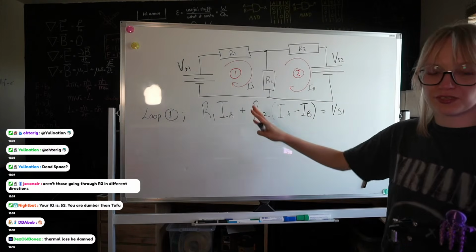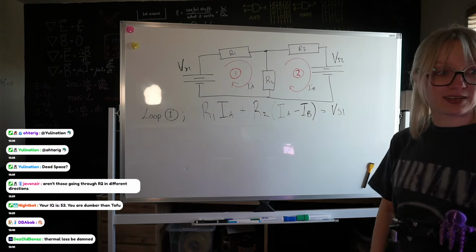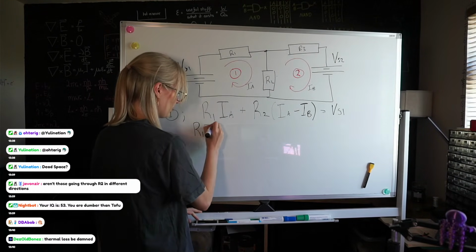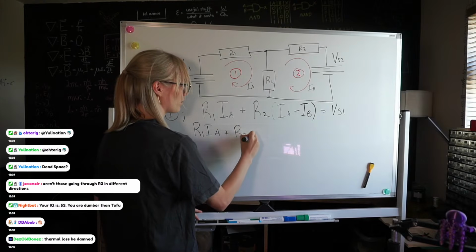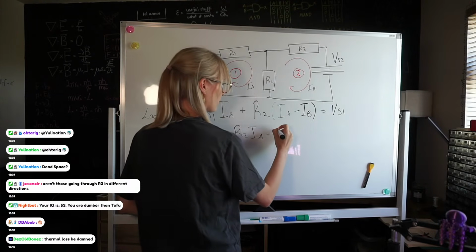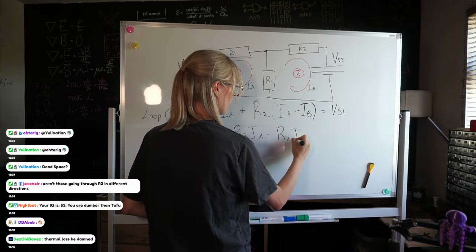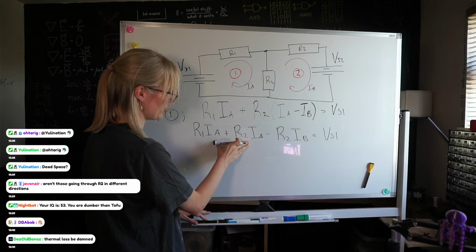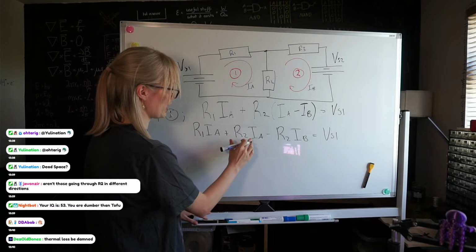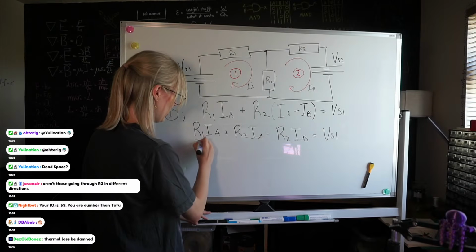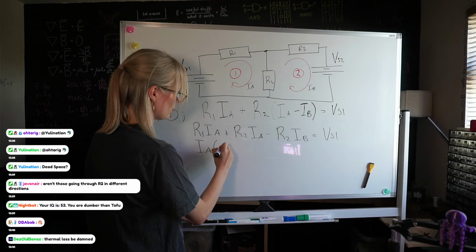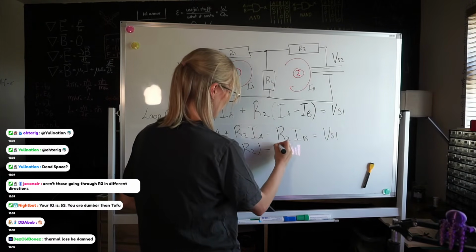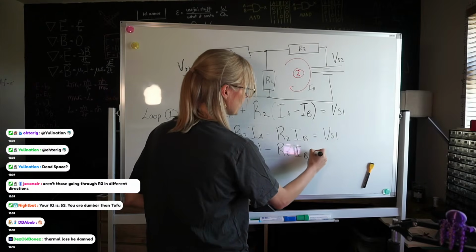So this is the equation for loop 1. Let's multiply it out, shall we? And we can rearrange the equation. We can take out what's in common. We can take out IA. That becomes IA times (R1 plus R2) minus R2 IB.